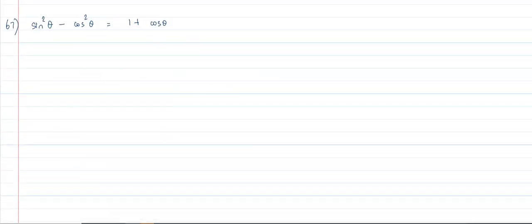Last problem. So I'm going to rewrite them all in terms of cosine theta. So remember, sine squared theta plus cosine squared theta is 1. That means sine squared theta is 1 minus cosine squared theta. So I'll write it like so. I'll write one more step.